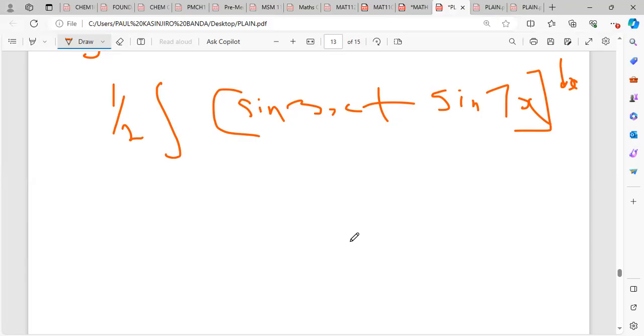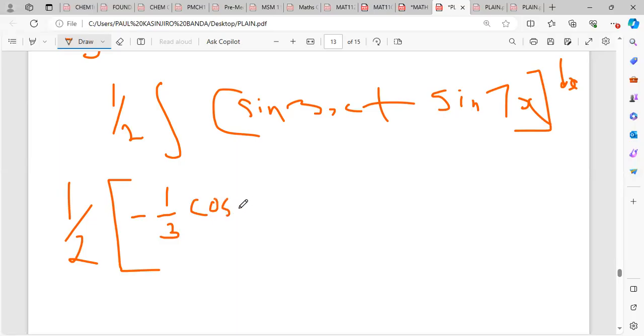I hope you are following me. If you integrate a sine, you're going to get a negative cos. So how do I integrate this? I'll say half outside, then I have square brackets. How do I integrate this one? I say 1 over the number that is there, which is just 3, and we said this should be negative, then cos, and you write the same thing there, 3x.